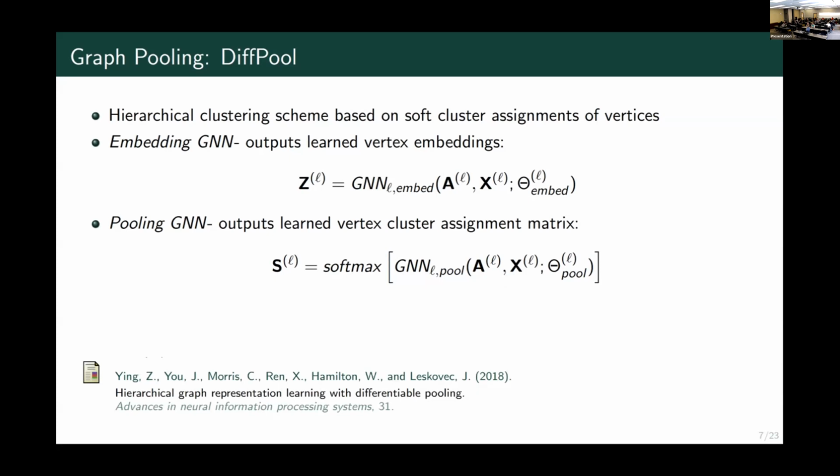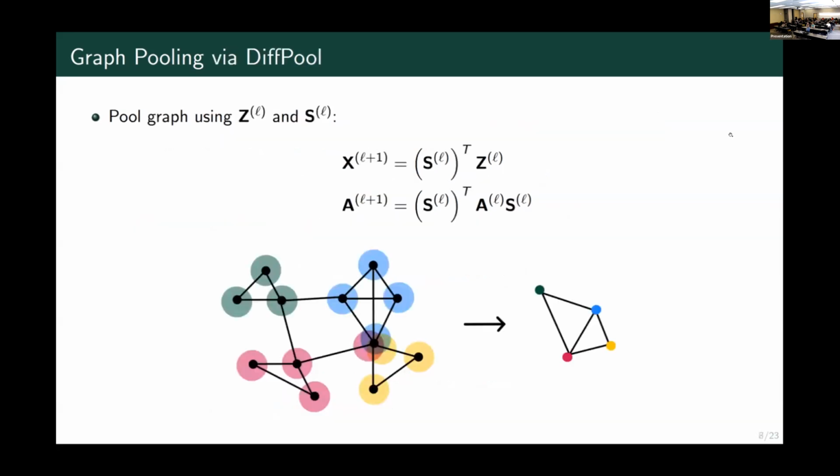And this is really nice because now using just these two matrices, Z and S, we can do some simple matrix multiplication, and it gives us a pooled version of our graph. So by multiplying the cluster assignment matrix against either side of the adjacency matrix, we get a coarsened version of an adjacency matrix, and that represents the pooled version of our graph. And similarly, we multiply the cluster assignment matrix against the output from the embedding GNN, and this gives us an output which are our new features on meta vertices in our pooled graph.